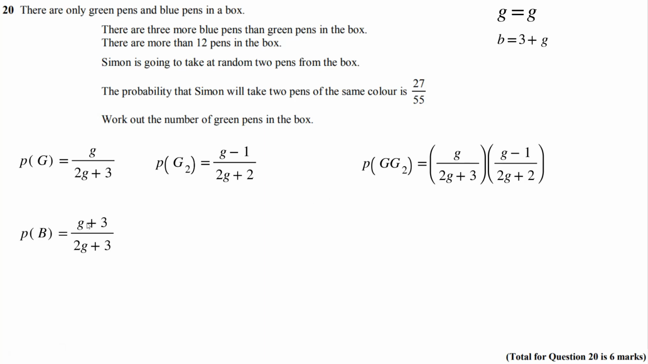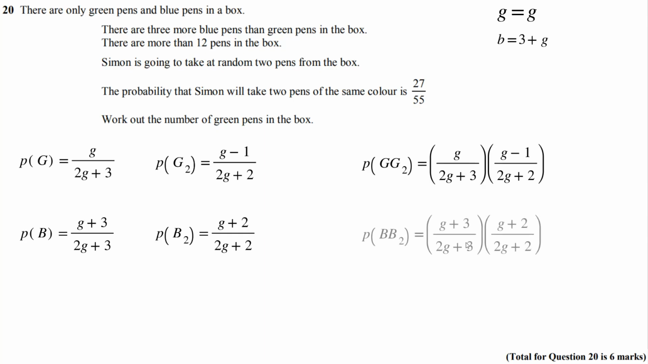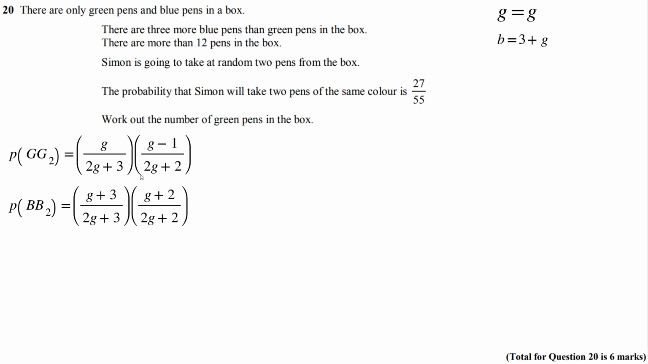The probability of blue is going to be g plus 3, or 3 plus g is the same, over the total, which is 2g plus 3. And then the probability of blue the second time is going to be 1 minus how many blues there are now, which is going to be g plus 2. And because the entire total is being reduced by 1, we're going to reduce it by 1 down here. So it's g plus 2 over 2g plus 2. So the probability of getting blue twice is this multiplied by this. Okay, and let's just solve this.